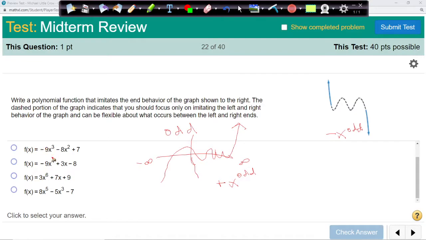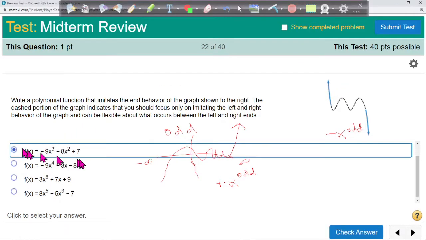The first one is the one we want to choose, because it's an odd degree and it's got a negative in front. Even kind of does negative to negative, positive to positive. When you have a negative in front, it flips that around.